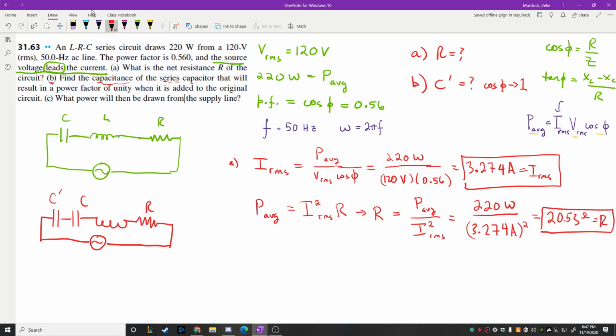Can we use the information we have now to find anything else that might be of use to us at some point? Z, yep, exactly. So cosine phi is equal to R over Z, which means that Z is equal to R divided by cosine phi. So let's just calculate that, because it's a handy thing to have to know what the impedance of the circuit is. We might need it later. Maybe not, I don't know, but let's just calculate it while we can. So 20.53 ohms divided by cosine phi, which is 0.56.